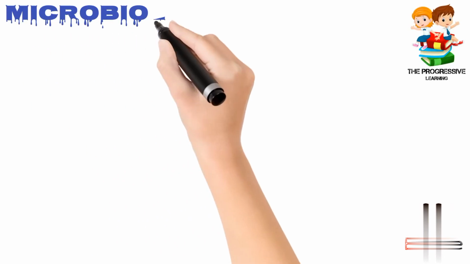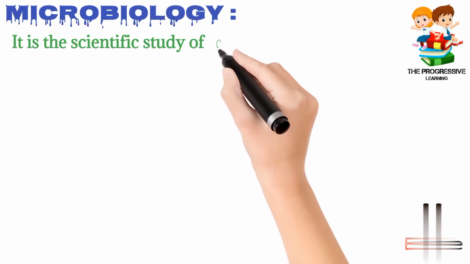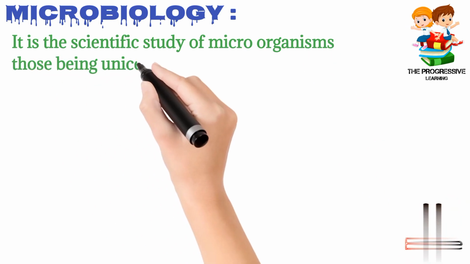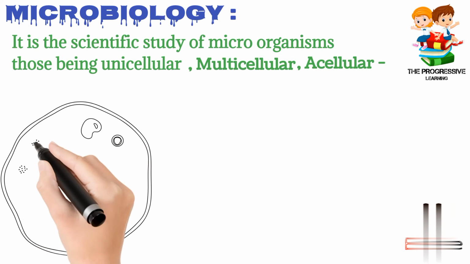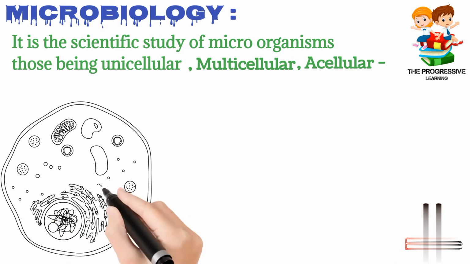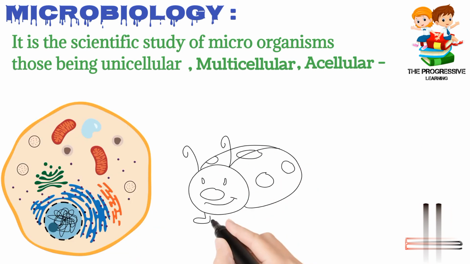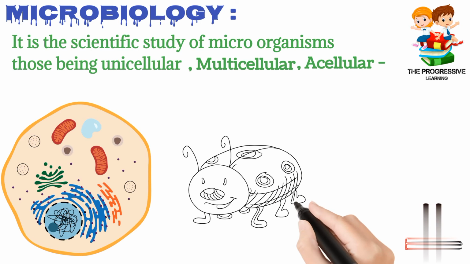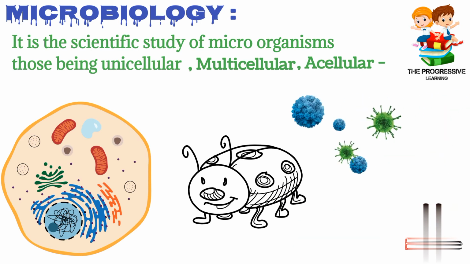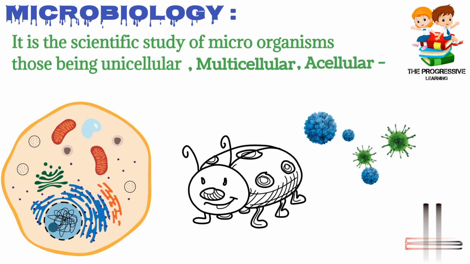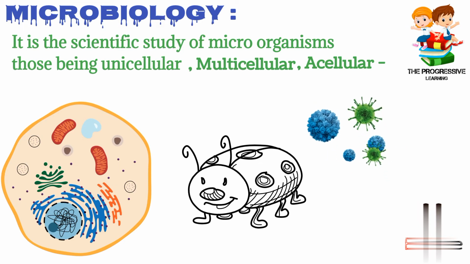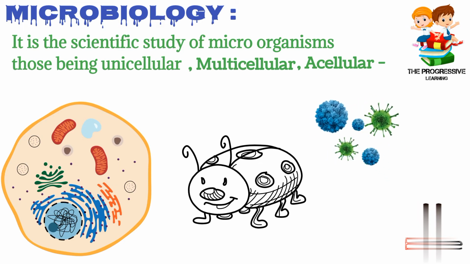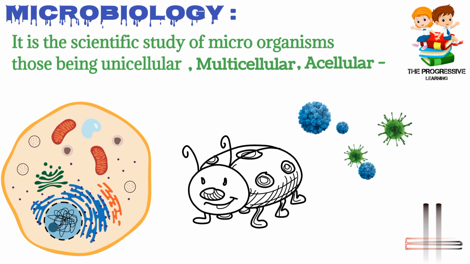Now we define microbiology. Microbiology is the scientific study of microorganisms, those being unicellular, multicellular, and acellular. A unicellular organism consists of a single cell, but there are many cells in a multicellular organism, and no cells are present in an acellular organism. It means that a large variety of organisms are present inside them, from too simple to too complex.